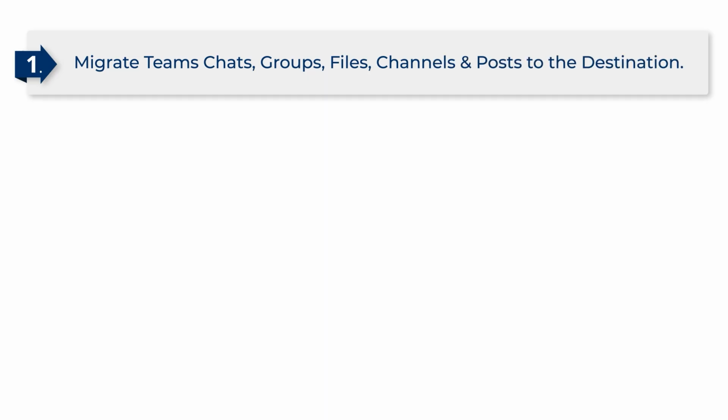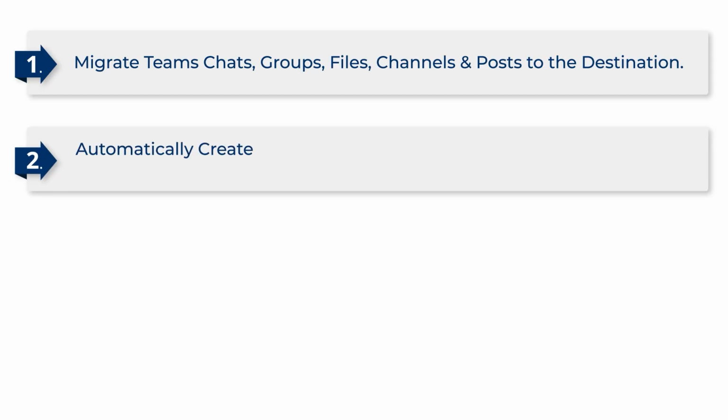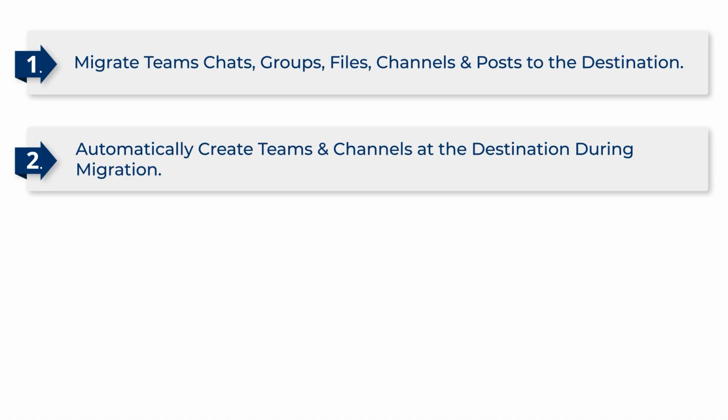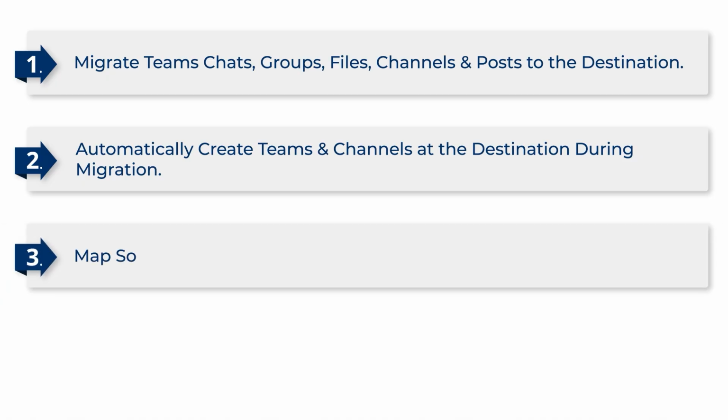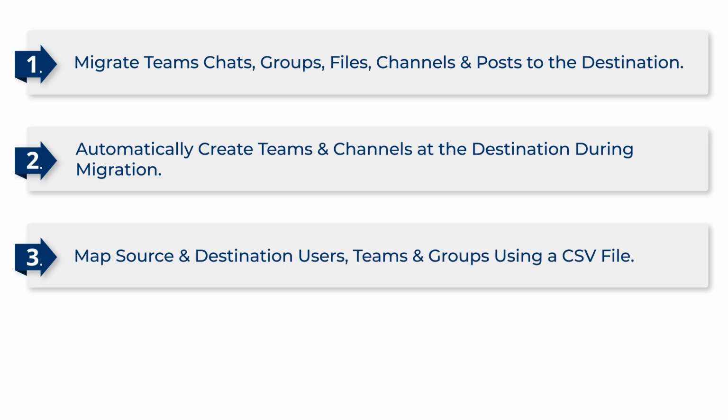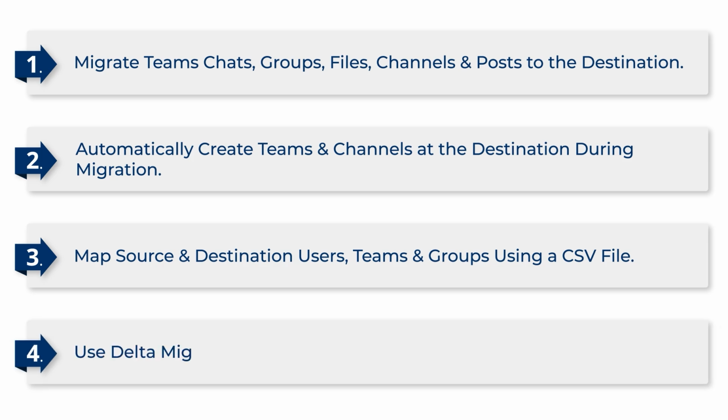Key features of the software: migrate Microsoft Teams chats, groups, files, channels, and posts from the source environment to the destination. Automatically create teams and channels at the destination during the migration without setting them up manually. Import a CSV file to easily map source and destination users, teams, and groups before starting the migration. Use Delta Migration to transfer newly added or updated Teams data without migrating the previously transferred data again.